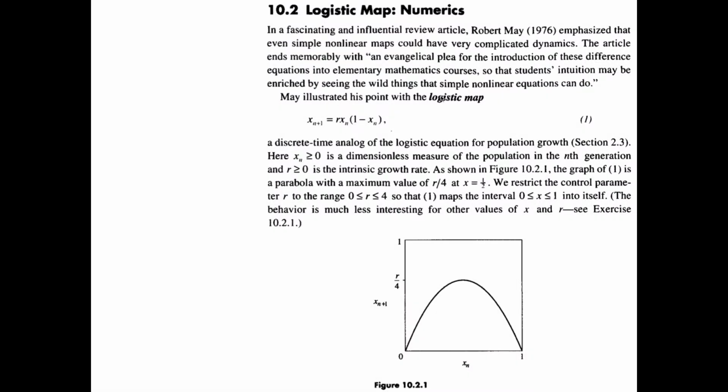So, the logistic map is analyzed in detail in this influential review article by Robert May, who emphasized that even simple nonlinear maps could have very complicated dynamics. One of them is this logistic map. Basically, if you change some units, you arrive at this expression, which can be considered as, let's say, this year you have this many bugs. Then what will be the number of bugs next year? Could be a good example of that.